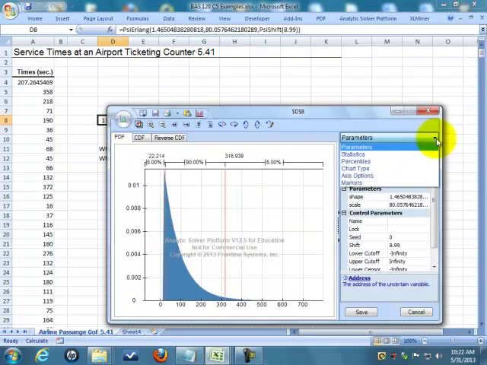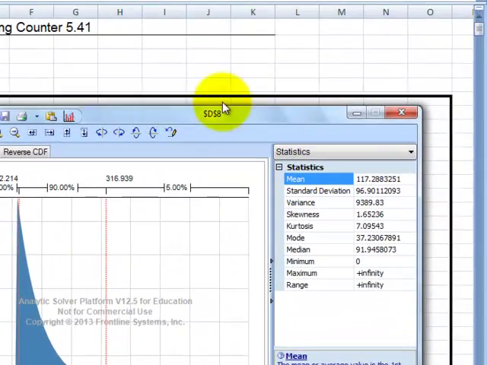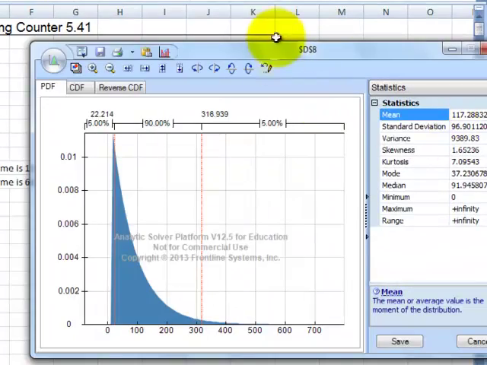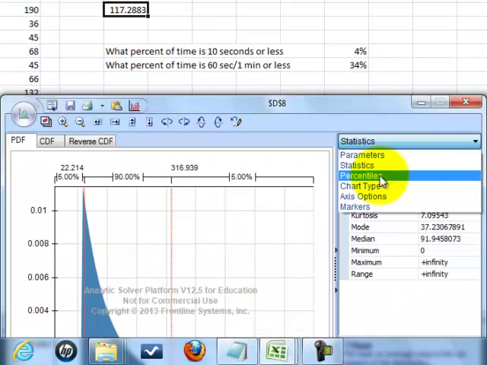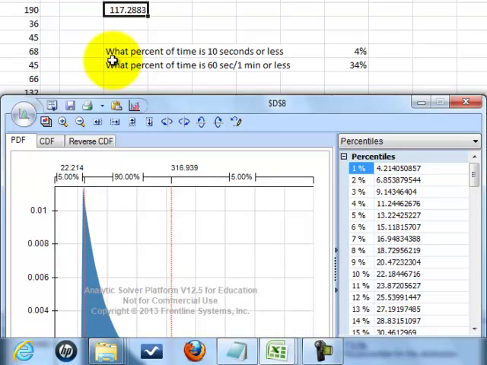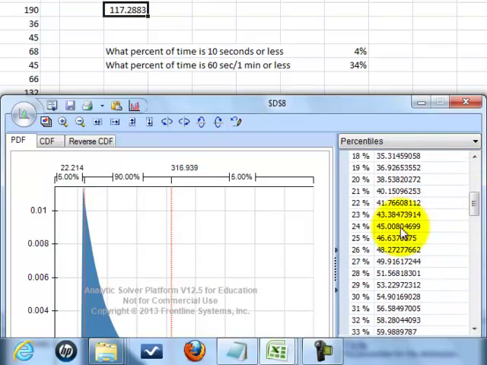And we can say, give us some statistics. It gives us the mean and the standard deviation, etc. But it'll also give us some percentiles. So, what percent of the time is it 10 seconds or less? About 4%. What percent of the time is it less than a minute? Well, I just glanced down here at under 60 seconds, and about 34% of the time.